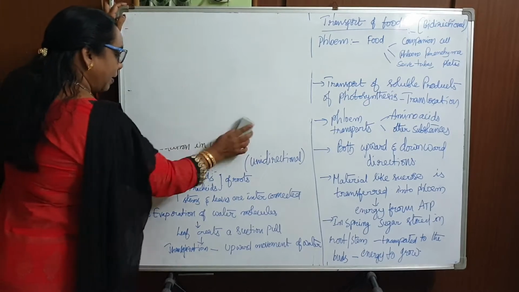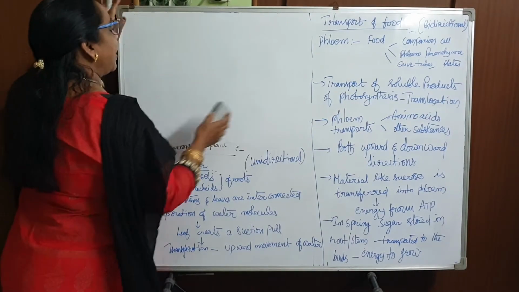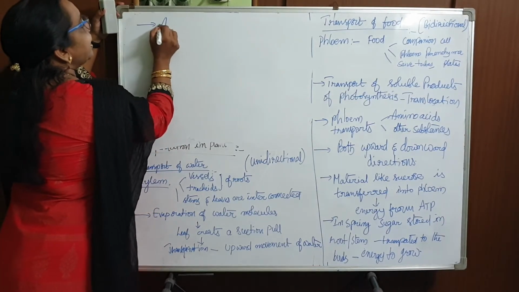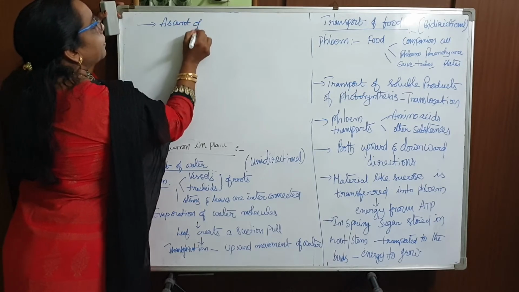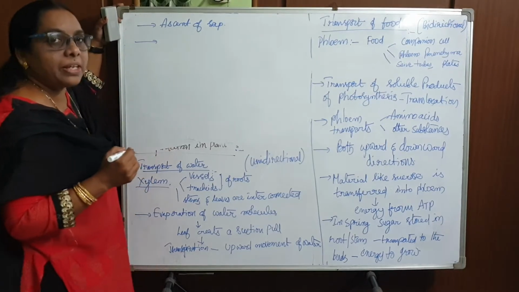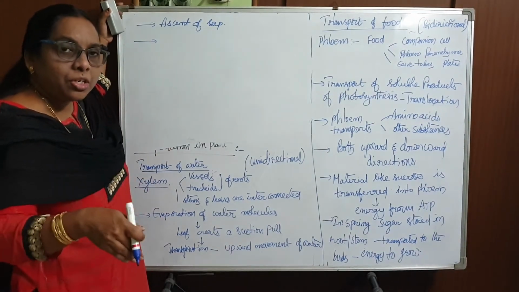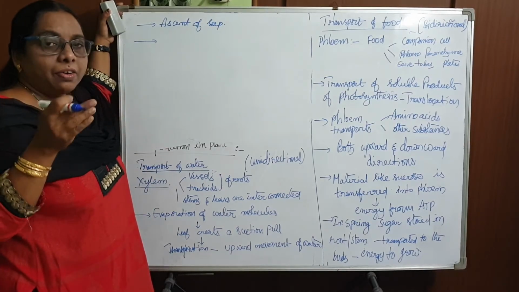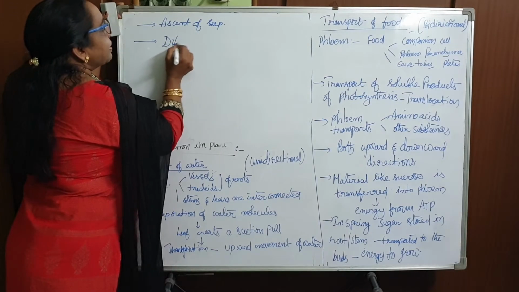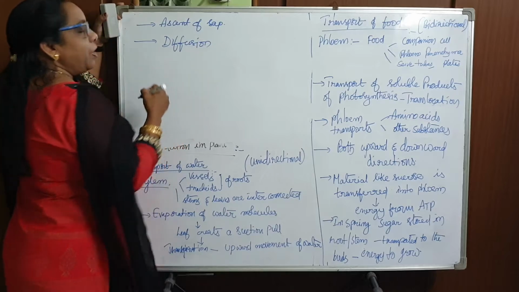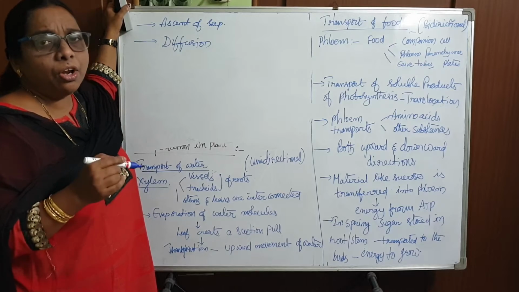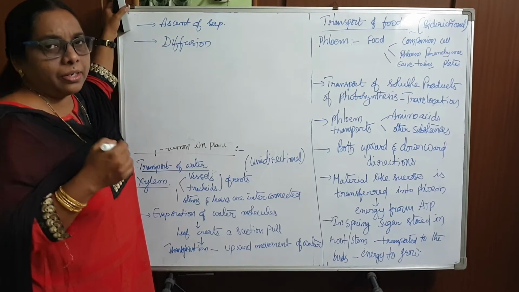There are 4 processes that help the water travel in the upward direction. The first one is the ascent of sap. What is the meaning of the ascent of sap? It means movement from the low to the higher region, in ascending order. This ascent of sap is followed by the mechanism called diffusion. We already know the definition of diffusion: the movement of particles from a higher concentration to a lower concentration is called diffusion.